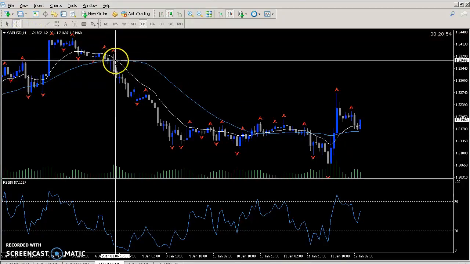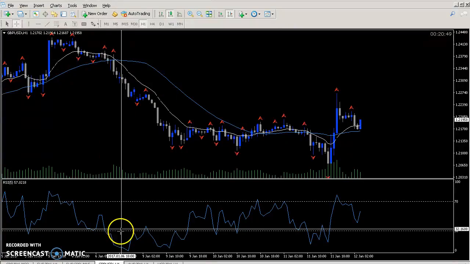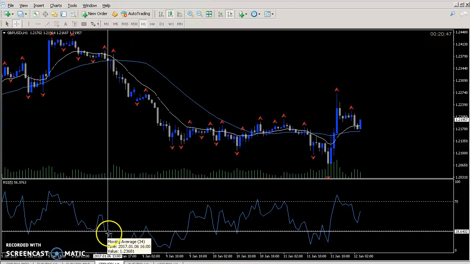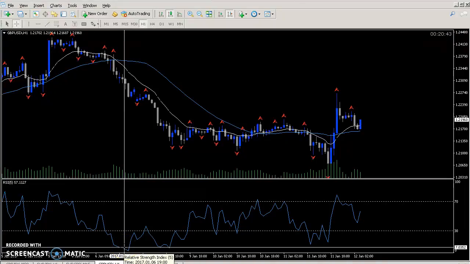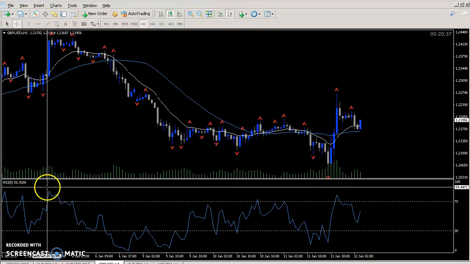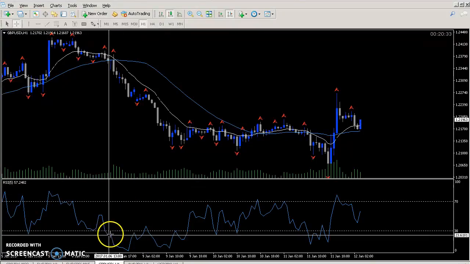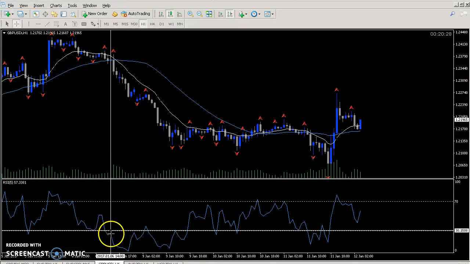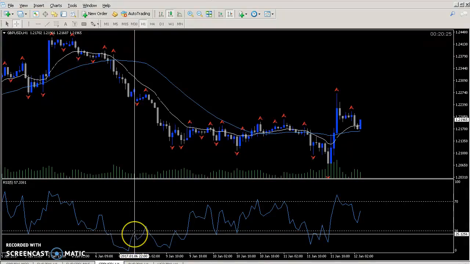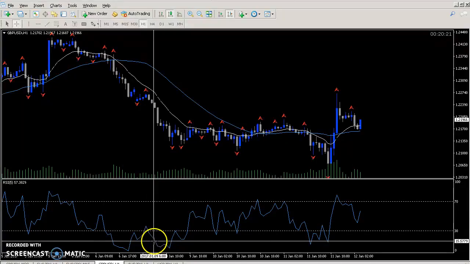Right here, the moving averages crossed, and now we're in a downtrend. But as you can see here, the indicator is just falling. Normally, once it reaches over here, it's supposed to go down, and once it reaches below here, it's supposed to go up. But as we see, it's just falling and falling and falling. It came up, it was trying to come up, and then it just kept falling. Even though this came up, it still went back to falling again.